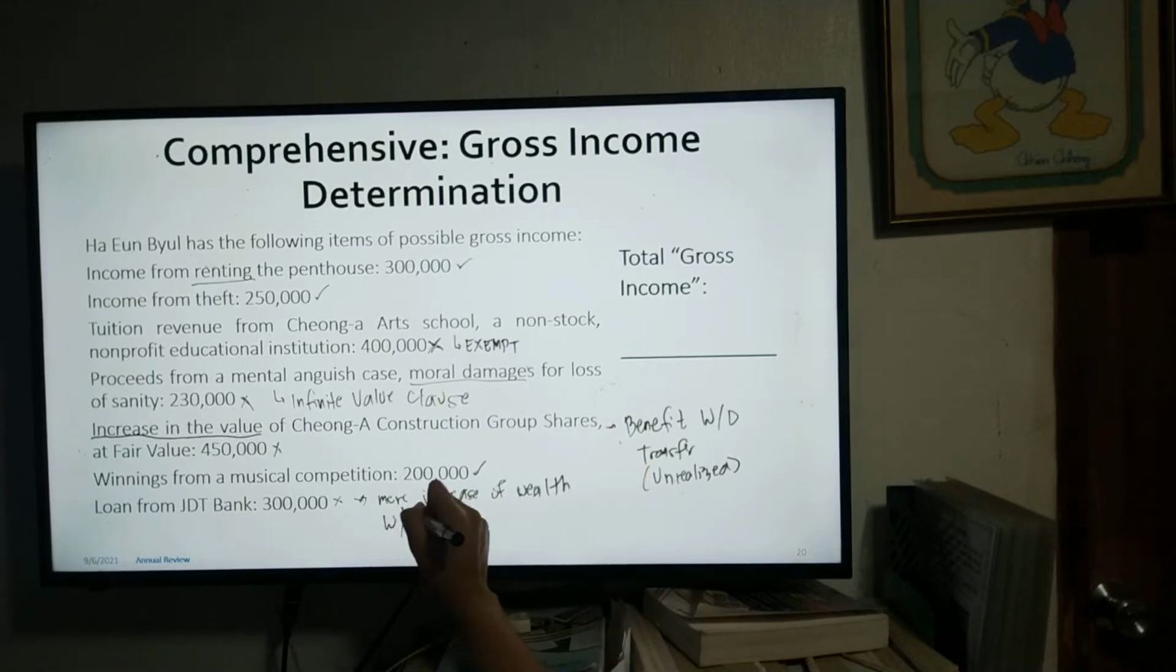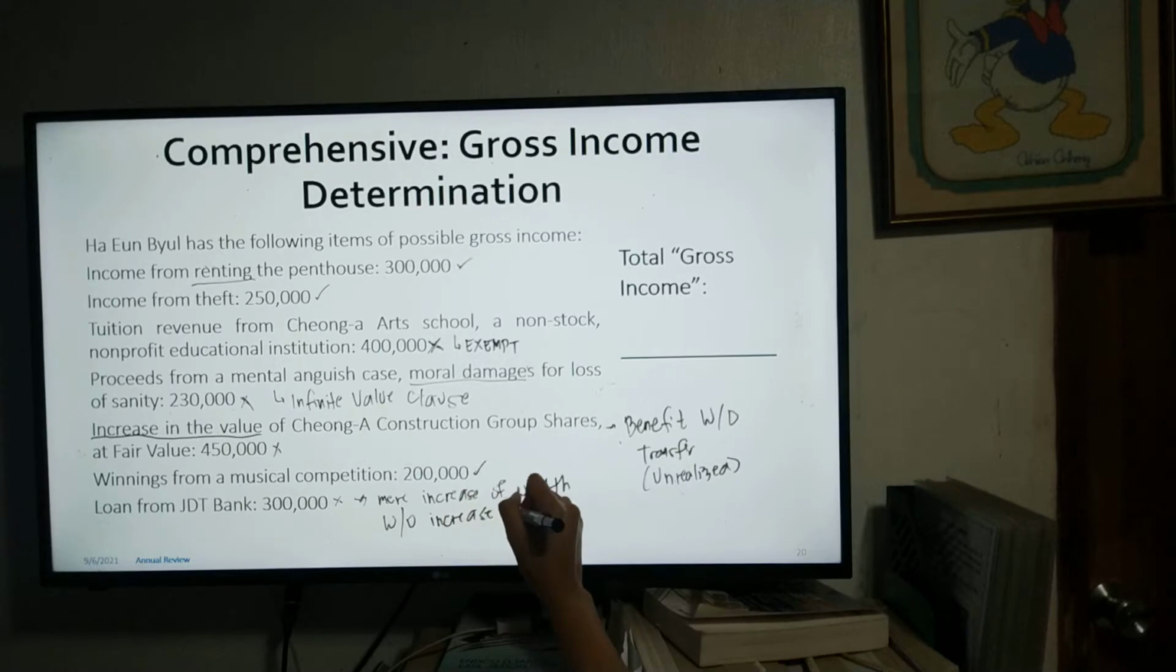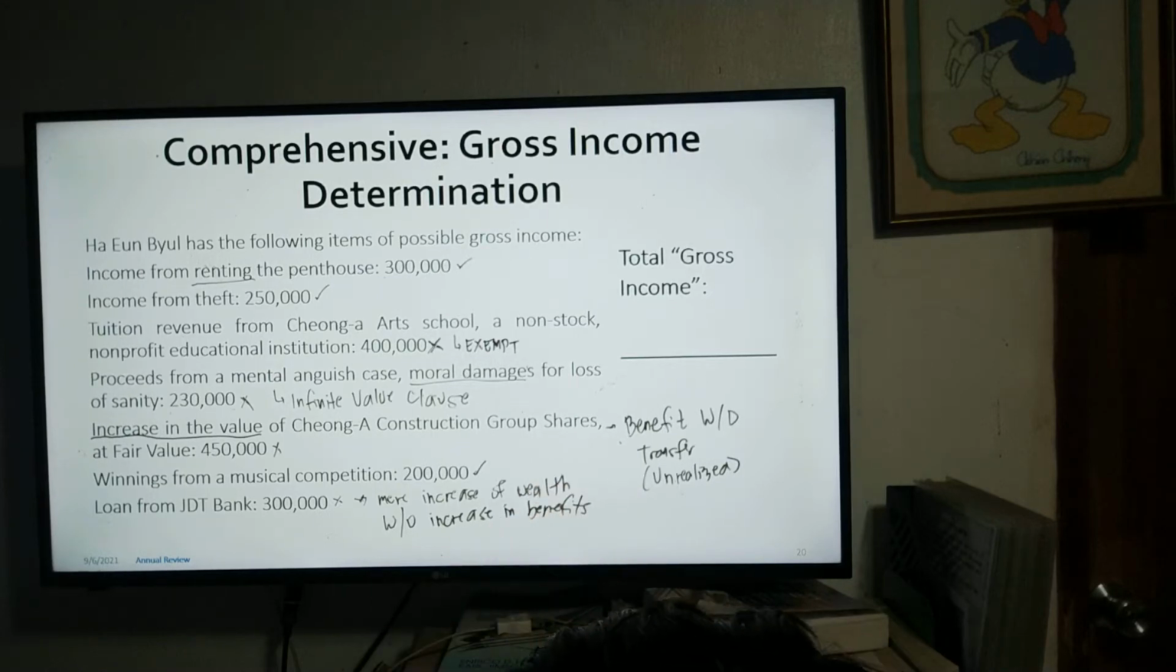Without increase in benefits. Walang increase in benefits kasi hindi ka naman magbe-benefit pag mag-uutang ka eh. Umutang ka, pero babayaran mo lang din in the future. So, anong net benefit mo? Zero. Okay, may expense ka pa kasi minsan may interest ang mga loans, di ba? So, basically, it's not a benefit.